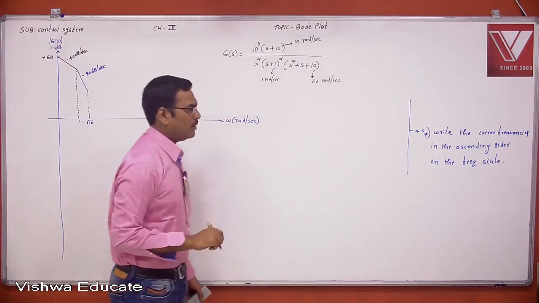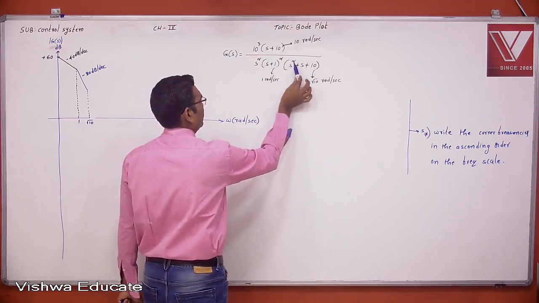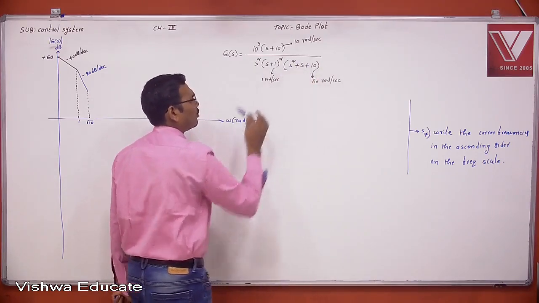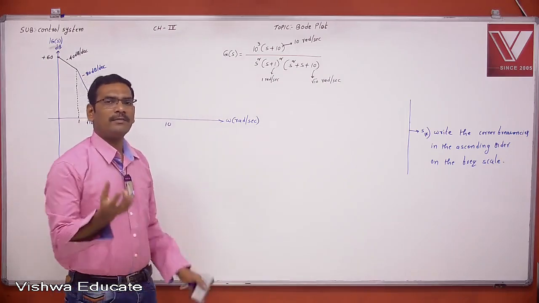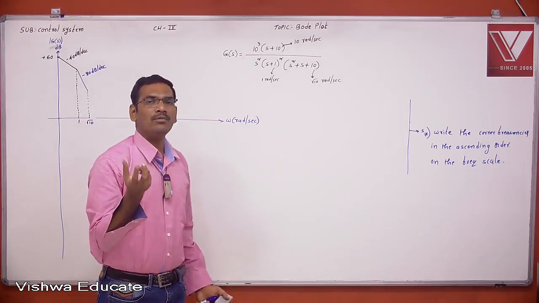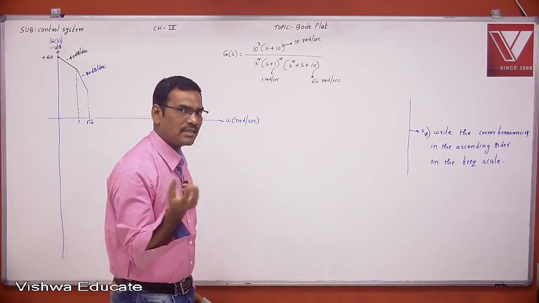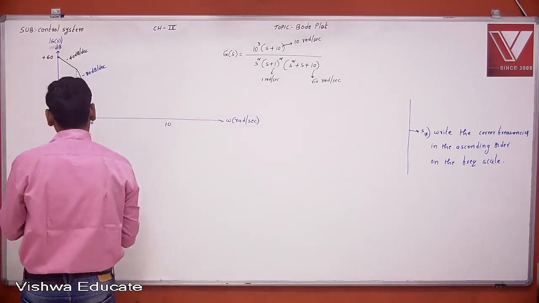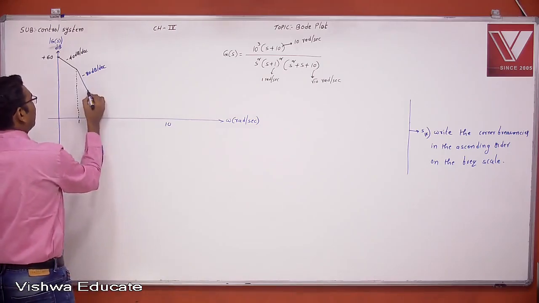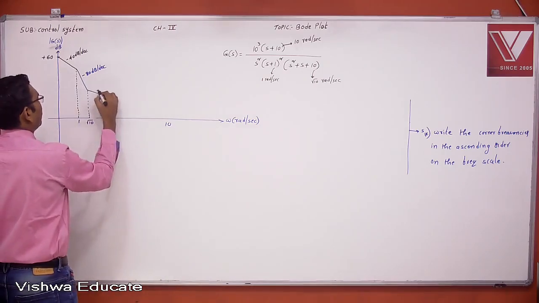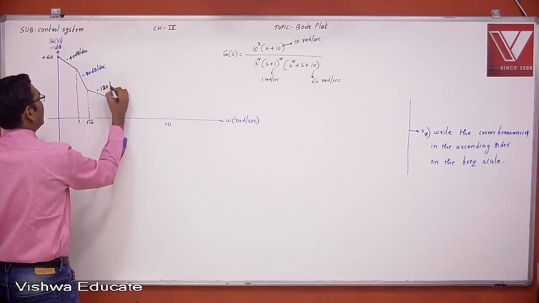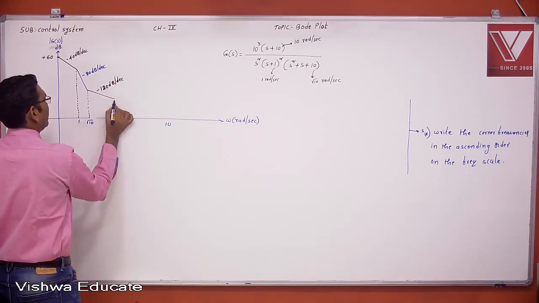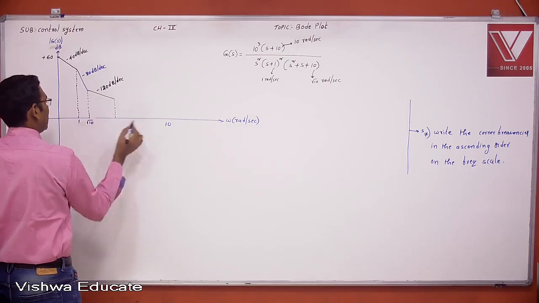at root 10 radians per second, again 2 simple poles or 2 finite poles. Two simple poles produce a slope of 2 into minus 20, which means again minus 40. Take that minus 40 and add it to the previous one. Now minus 40 and minus 80 will become minus 120 dB per decade. Now this is up to the next corner frequency.